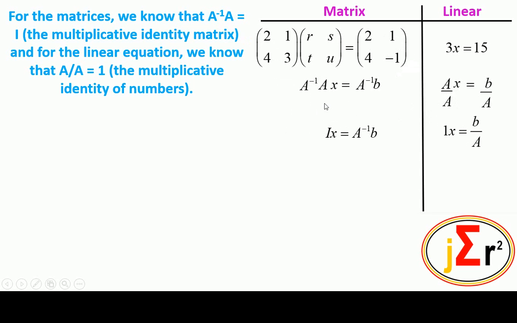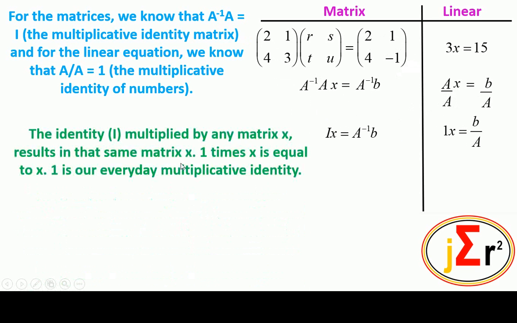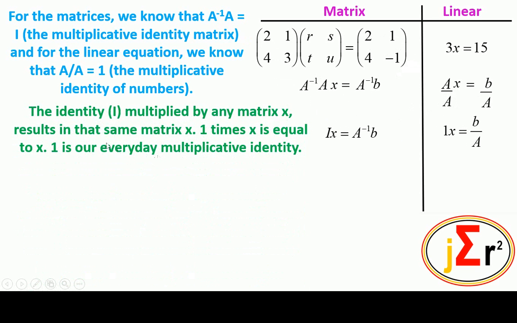A inverse times A is replaced with the identity, and a divided by a is 1. Also, the identity multiplied by any matrix X results in that same matrix. If we multiply the identity times X, the result is X. And if we multiply 1 by X, the result is X. 1 times X is equal to X. 1 is our everyday multiplicative identity.